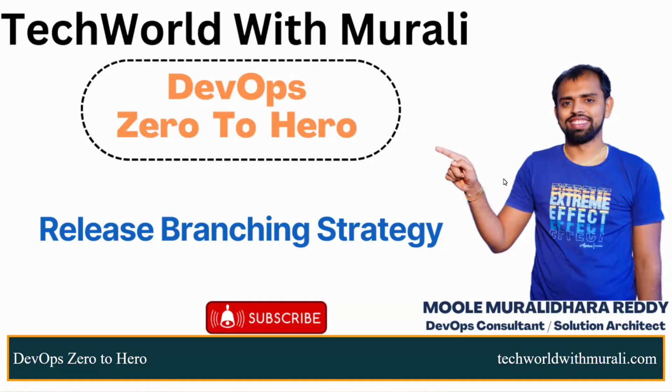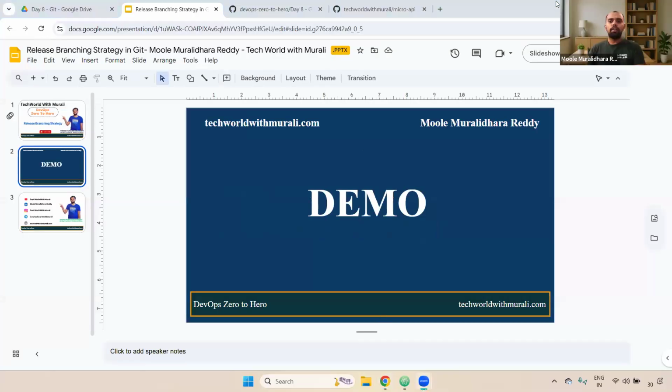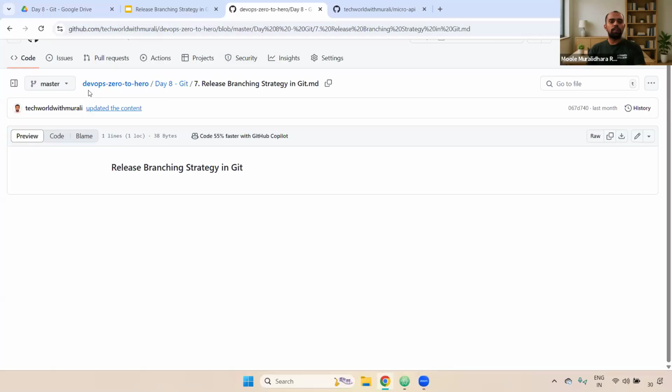Now we are going to discuss release branching strategy. Let's see the demo so that you will get some idea. So here we have a GitHub repository, that is devopszerotohero day 8. I will update the documentation as well later.